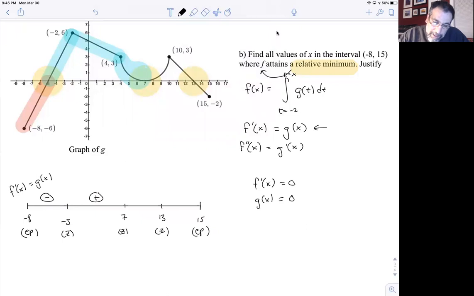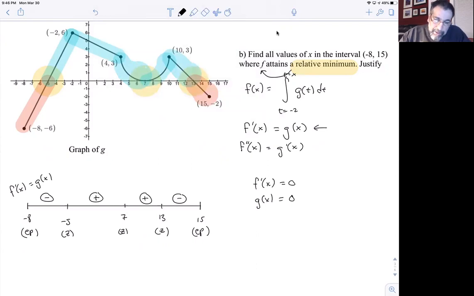Now we're going to continue from 7 to 13, and what we see is our function continues to stay above the axis, which means we're going to go up to here and then to here. Everywhere in that region, g continues to be positive. Finally, we look at the last region, from 13 to 15. In that region, we're below the axis, so g is negative. So now we know where the derivative is positive and negative.